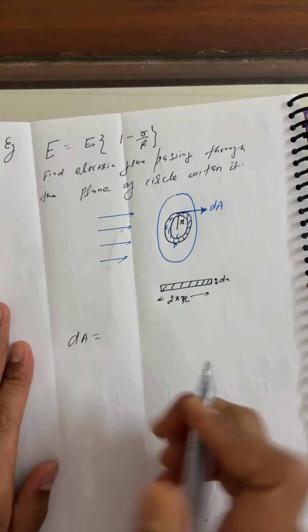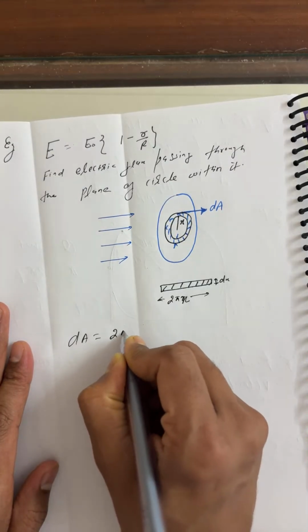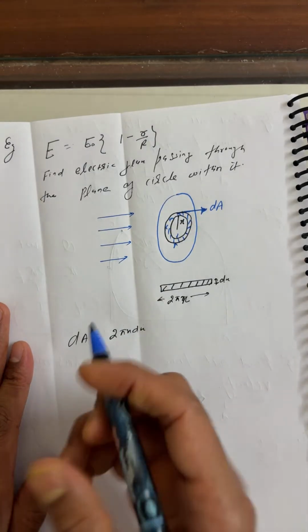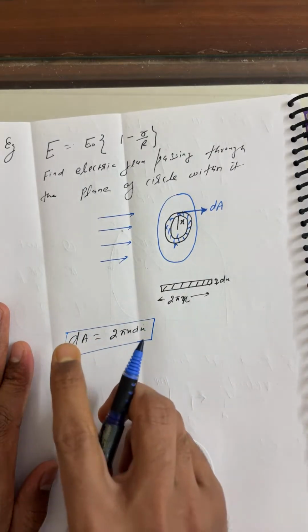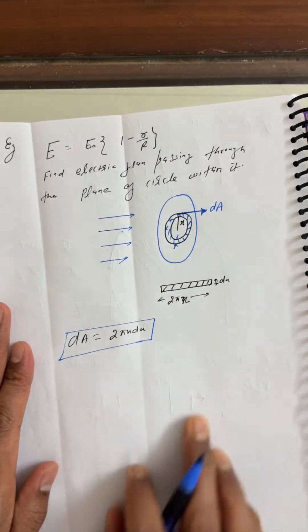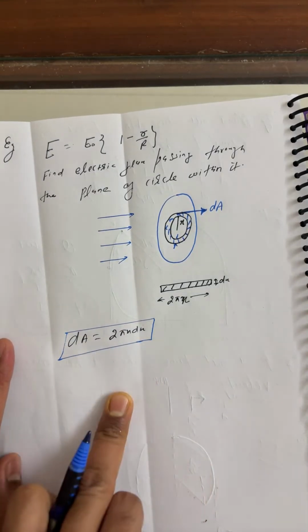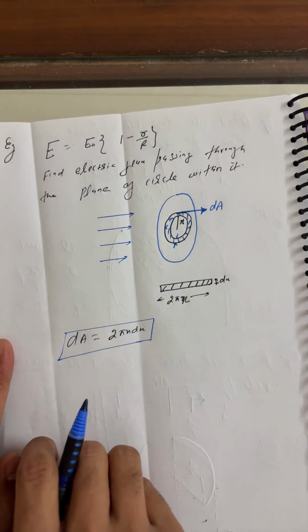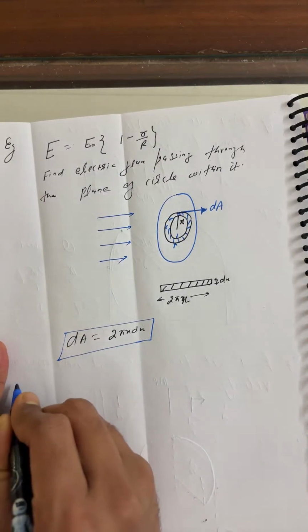So the elemental area you can write as length into breadth, so you can say 2 pi x into dx. This is the expression for the area of this elemental ring: dA is equal to 2 pi x dx. We wish to find the flux passing through this elemental ring.